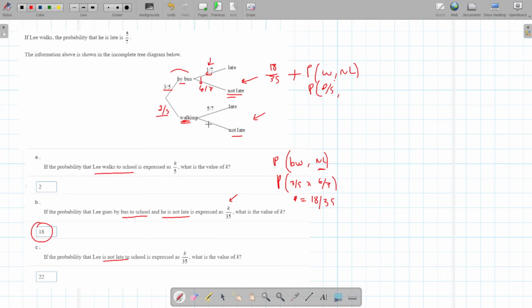What's the probability he's not late? How do we find it? If this is 5 over 7, this will be 2 over 7. 7 minus 5 is 2, so 2 over 7. You'll get it's equal to 4 over 35. So you do 18 over 35 plus 4 over 35, you get 22 over 35. They want K, so it's just 22.